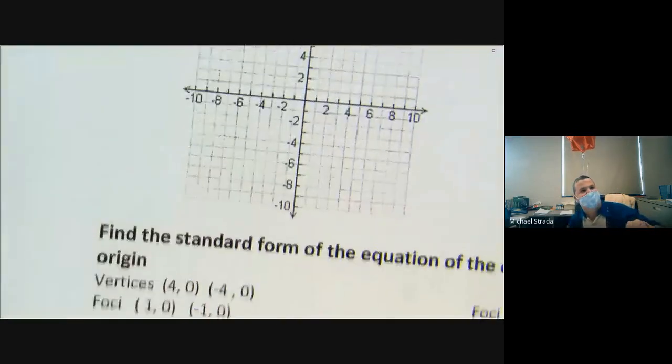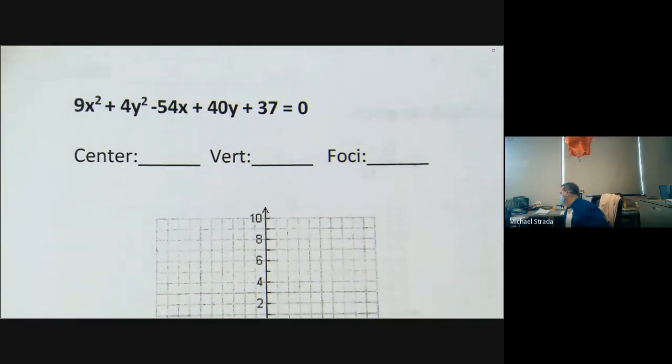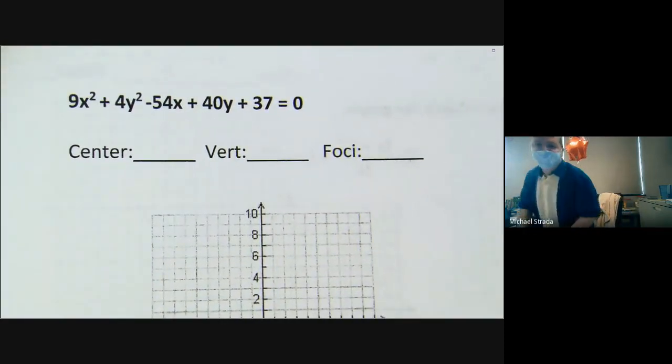All right, so to finish up for today, why don't you work on that one, please? 9x squared plus 4y squared minus 54x plus 40y plus 37 equals 0.